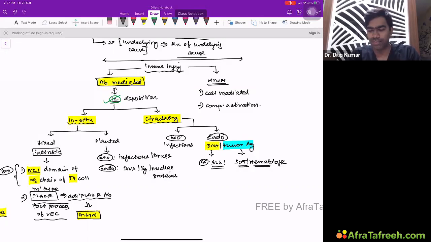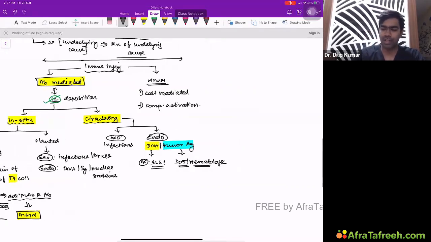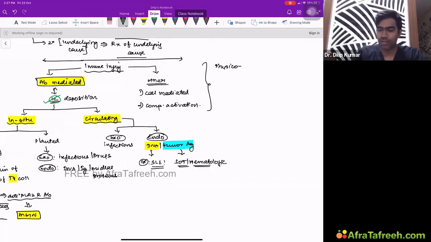Then how come certain complexes are in the subepithelial region, and certain complexes in the subendothelial region? How come this happens? That is not related to the type of immune complex. It depends on the physicochemical properties of the immune complexes. The physicochemical properties of the immune complexes are what determine where they get deposited.